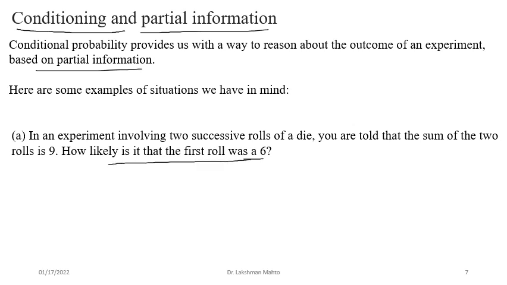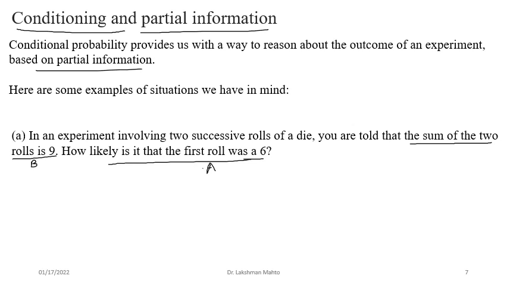Here you are going to calculate this, which is your event of interest, and you are given some information. What is the partial information? This is where you have to smartly identify it. You are told that the sum of the two rolls is 9. So that is the partial information, and you can call it B.